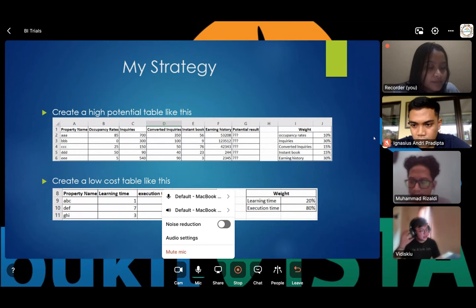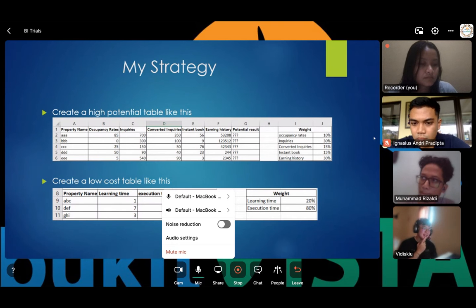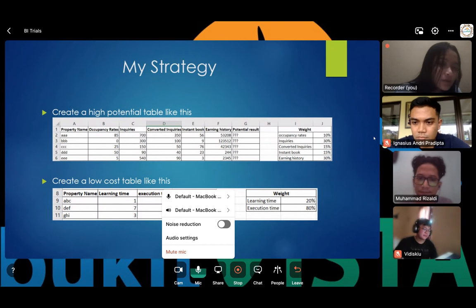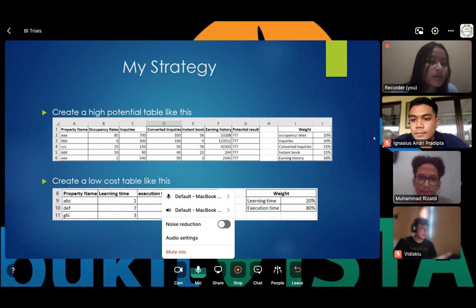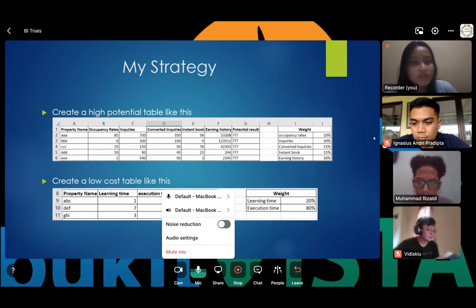For example, there's one listing with 10,000 views in 1 week, but no inquiries, no converting inquiry, no instant book. Can we say that this property doesn't have potential? No, because there's 10,000 views, there is potential in that, most probably, logically speaking. So there must be something in the next stage that we need to take care of on how to convert it. Okay, is there any additional presentation from your side, Rizaldi?